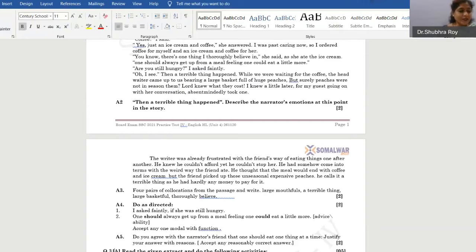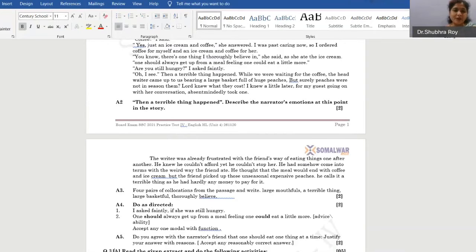Activity 3 now. Activity 3 question is find 4 pairs of collocations from the passage and write. So you have these 4 pairs of collocations: large mouthful, a terrible thing, large basketful, thoroughly believe. Here you will find that the first kind of collocation, large mouthful, is adjective noun, terrible thing, adjective noun, large basketful, adjective noun, and thoroughly believe is adverb verb. So there are combinations of words which come often, which are used often. They are called collocations. So like that, you have to find out collocations from the text.